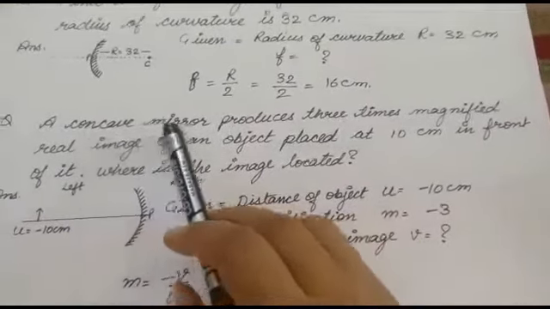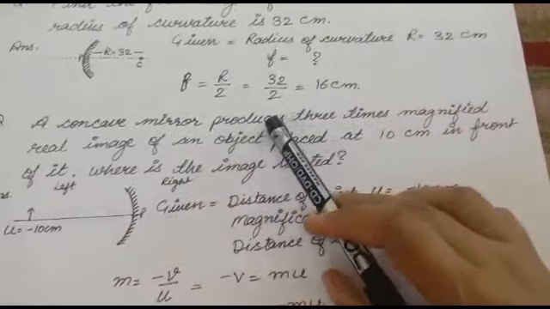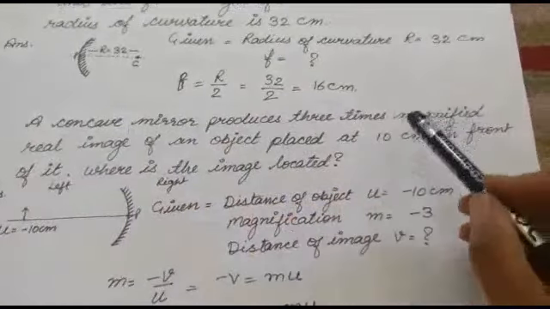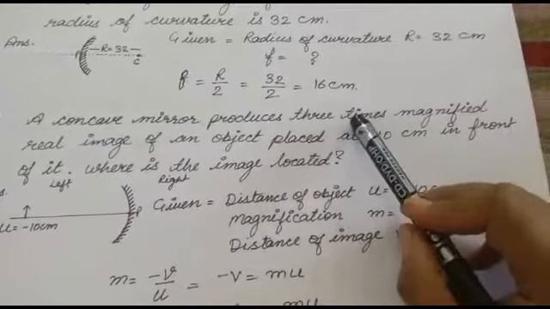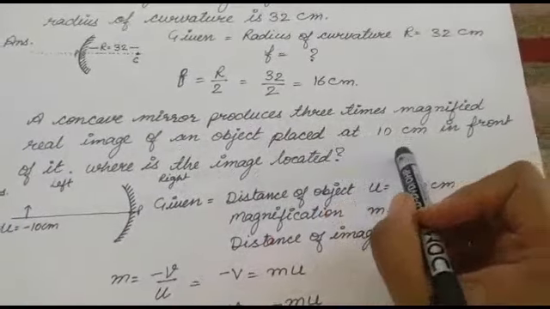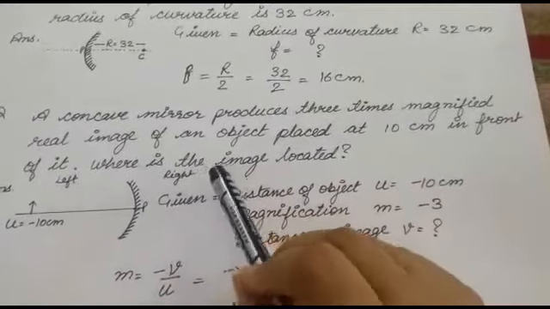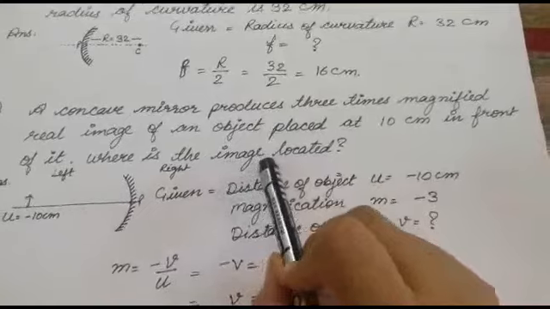So, we are having a mirror which is of concave type. It is producing a real image and its magnification is 3 times. And the object is placed at 10 centimeter in front of the mirror. And what we have to find out? We have to find out the distance of the image.